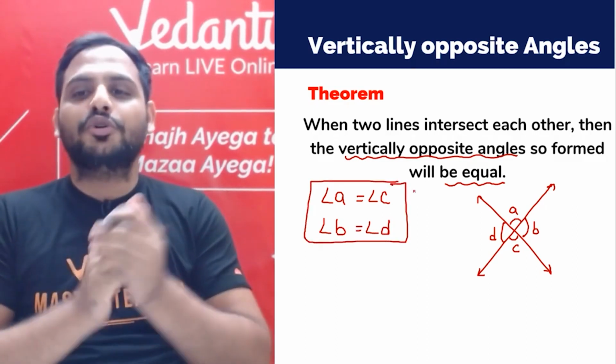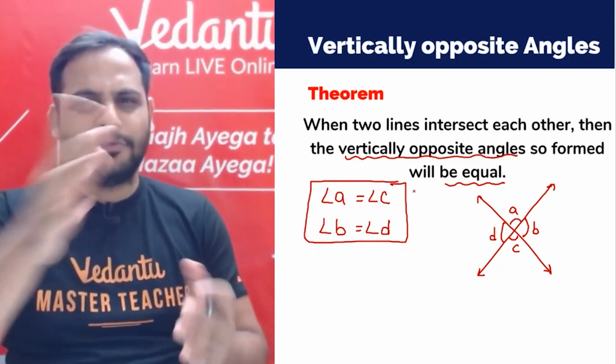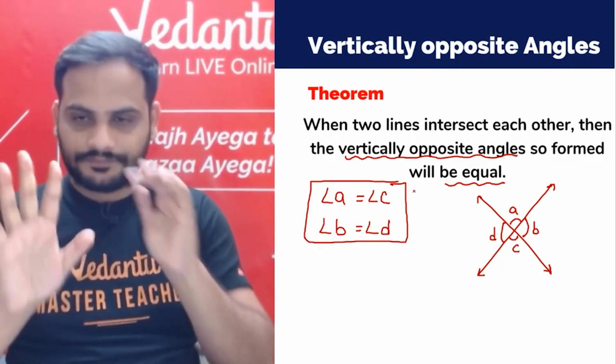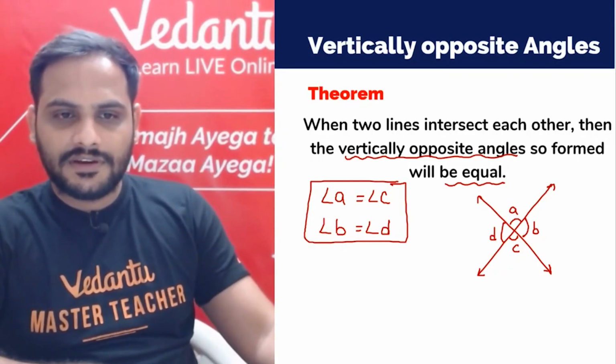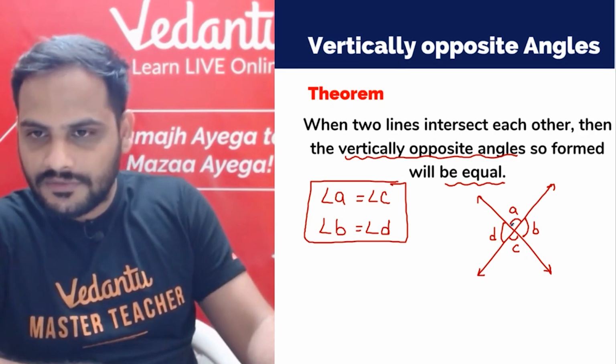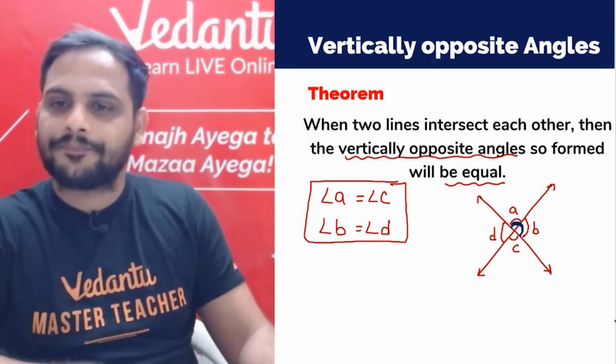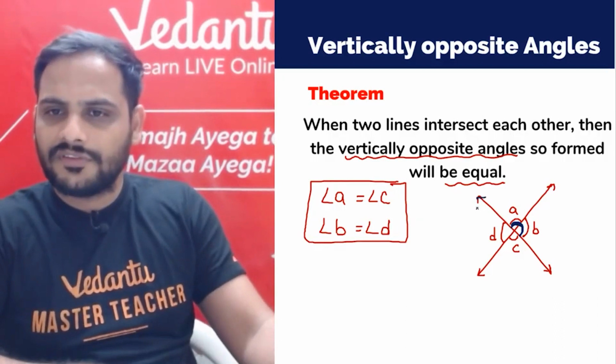Now if I want to prove it, I'll prove any one of these. Okay? If I want to prove it, guys, look, first thing, if I look at this, I can say very well that angle A and angle B are forming a linear pair because this is a straight line.